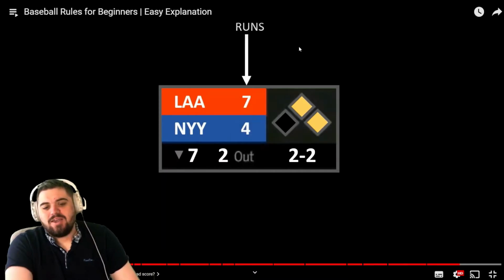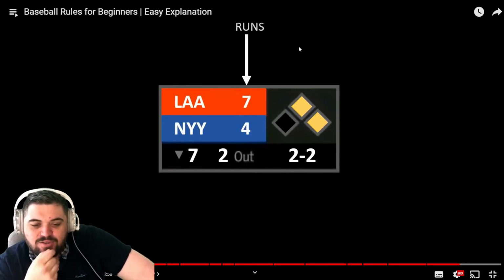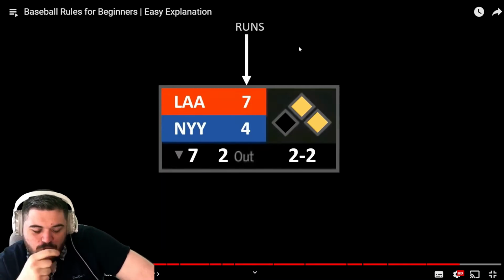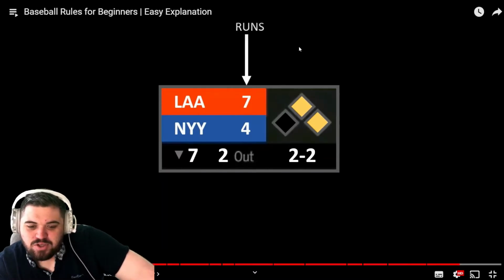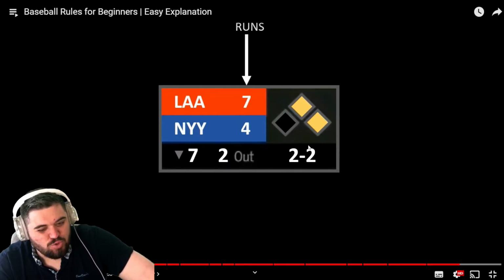So I'm guessing that's LA, which has 7 runs. New York has 4. It's the 7th inning, and New York is batting. There are 2 outs, and the person currently batting has had 2 balls and 2 strikes.